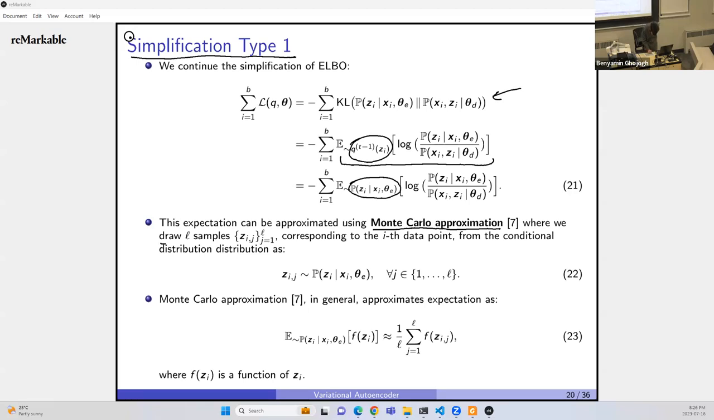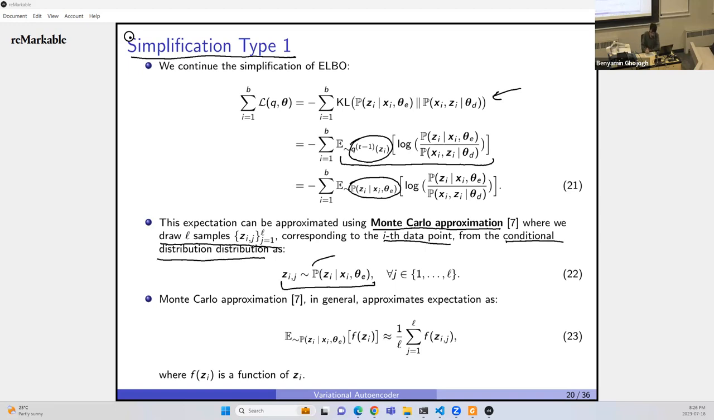So what do we do? We draw L samples, Zij, where j goes from 1 to L, corresponding to the ith data point, to Xi, from the conditional distribution as this.